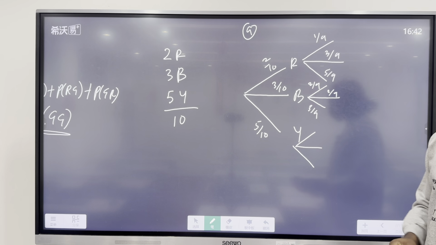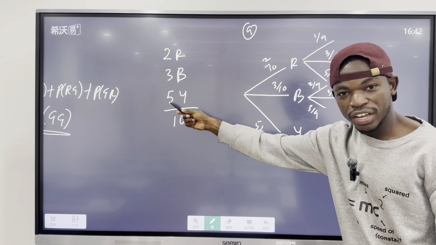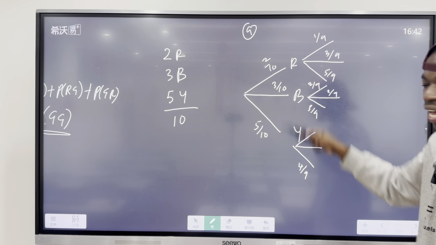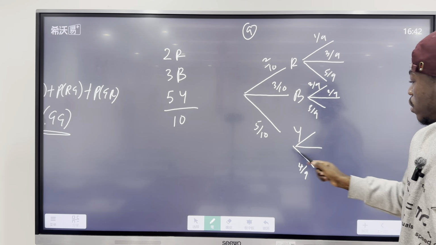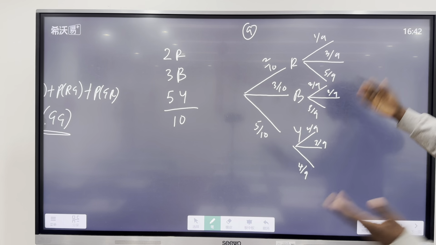Then here you assume that what you picked at first was actually what? Yellow. Then yellow will no longer be 5 here, but 4. So yellow will be 4 over 9. Then the other ones remain the same. So this will be 3 over 9. This will be 2 over 9. Then you are okay. You are done.